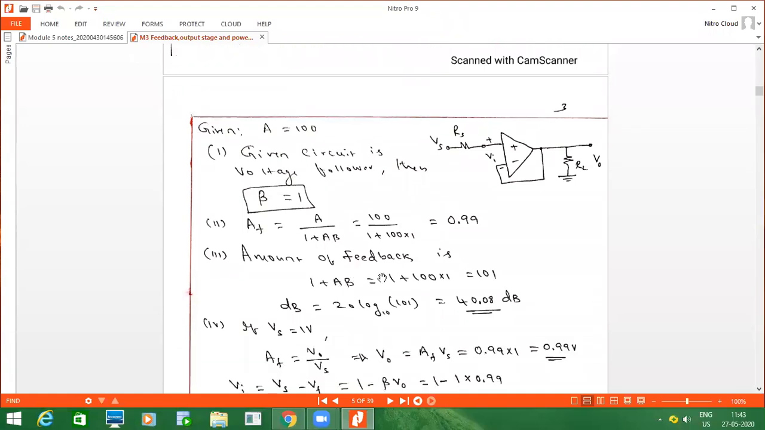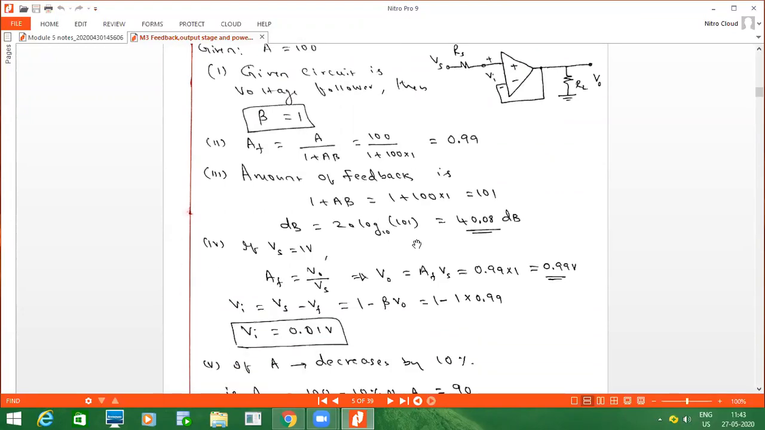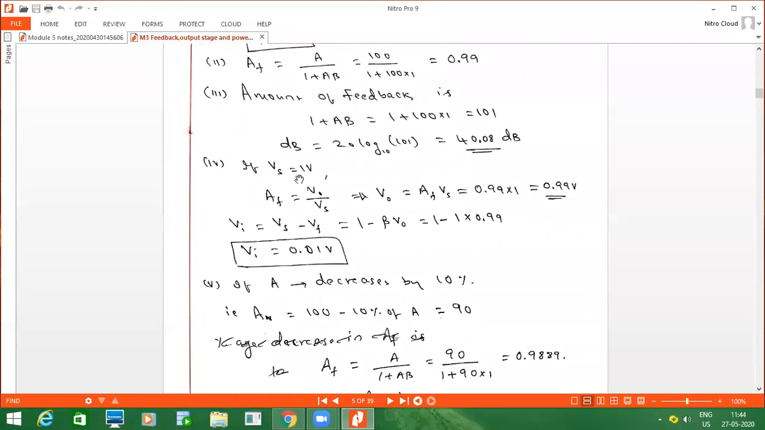Next question, amount of feedback means 1 plus A beta. A is known, beta is known, just calculate 1 plus A beta. So in terms of dB, it becomes 40 dB. Next question, if Vs will be equal to 1 volt, we have to calculate V0 and Vf. Vs will be equal to 1. For calculating V0, the general formula, V0 will be equal to AF into Vs. AF is equal to 0.99, Vs is 1 volt. So V0 will be equal to 0.99 volt.